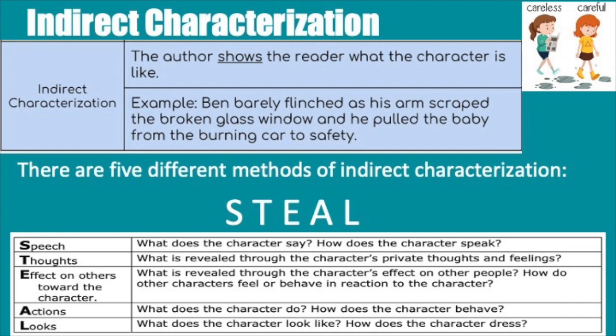So, we can use the acronym STEAL. And this helps us to remember the different ways that we can indirectly understand characters when the author is showing us instead of telling us. So the S stands for speech, or what the character says. The T stands for thoughts, or what the character is thinking. The E is their effect on others. A for actions, and L for their looks.